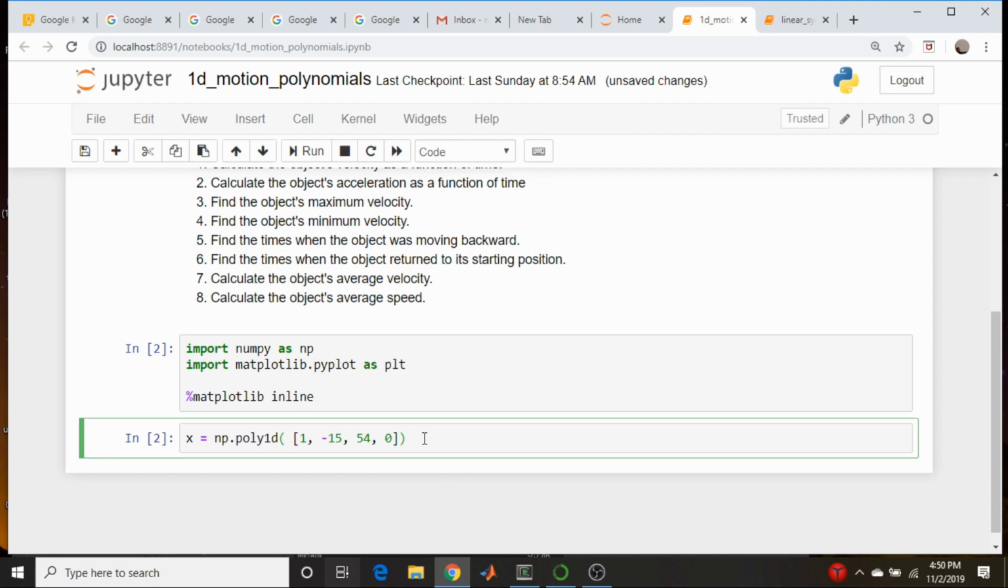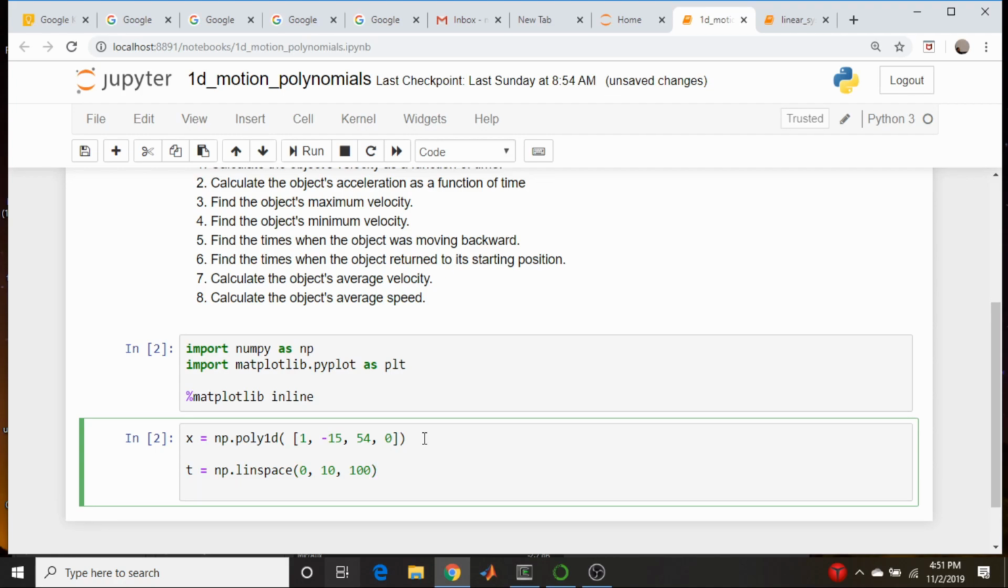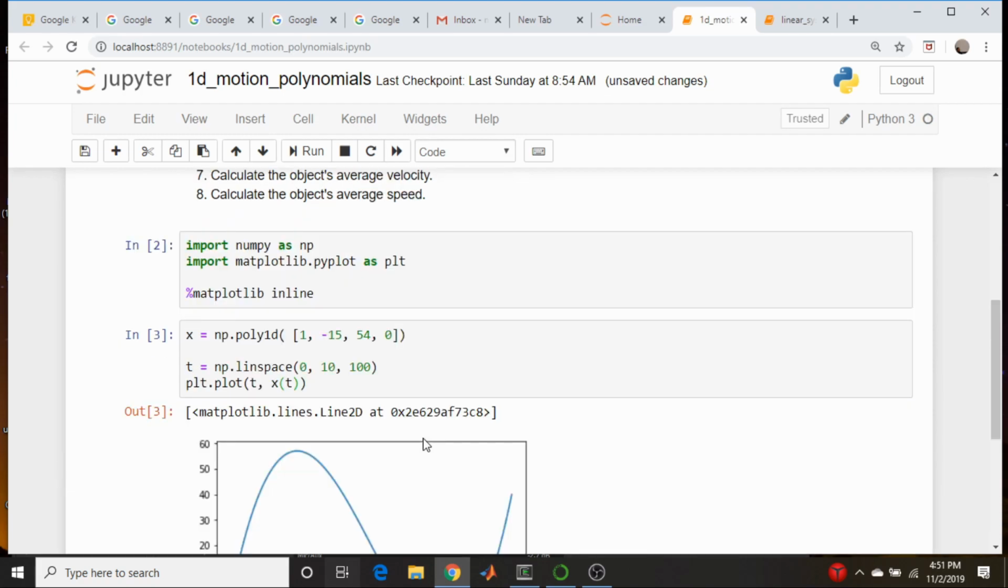Let's do it in the same cell here. So let's go plt.plot. Well, actually first we're going to need to know the time. So let t be np.linspace. Let's go 0 to 10 seconds, and let's explicitly set 100 points. And now let's do plt.plot t and x of t. So we're just going to pass in the time argument to our polynomial, and it will evaluate that object at all those points in time. So let's see what that looks like.